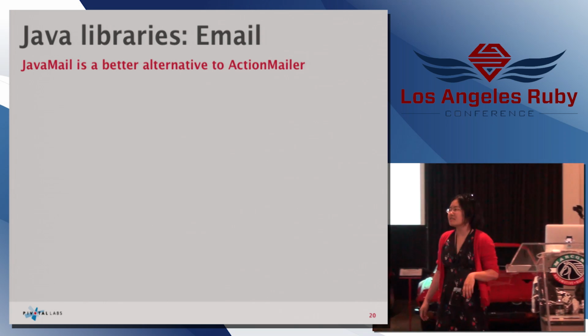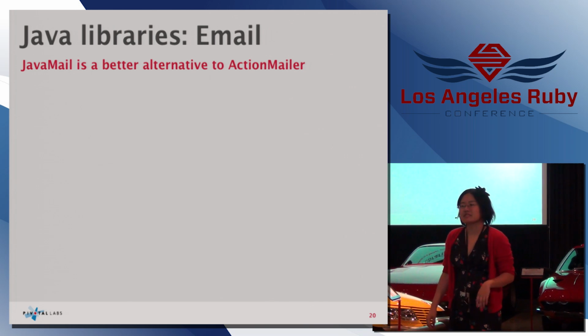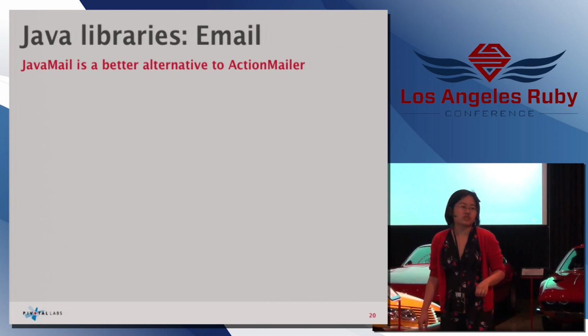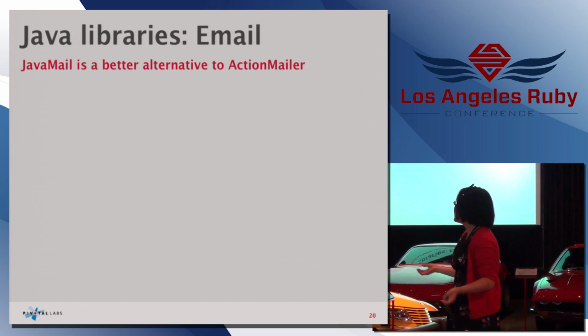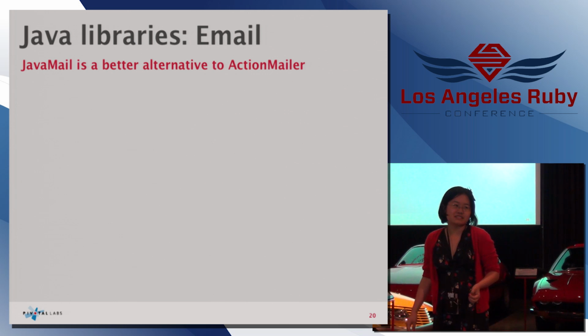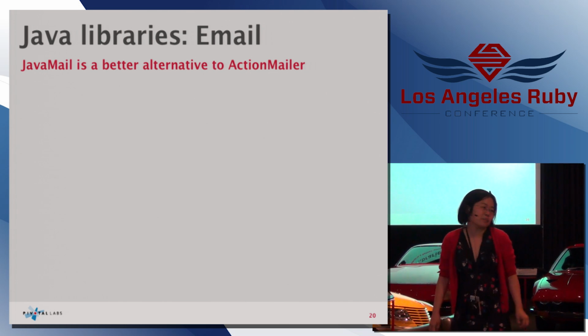The next one is email. Yes, I know Action Mailer is part of Rails, but Action Mailer doesn't provide a lot of fine-grained control, especially if you want to play with headers or do anything fancy. Java Mail is actually a really great library. I haven't used it, but I've heard it's great, and there's actually a Ruby wrapper around it.